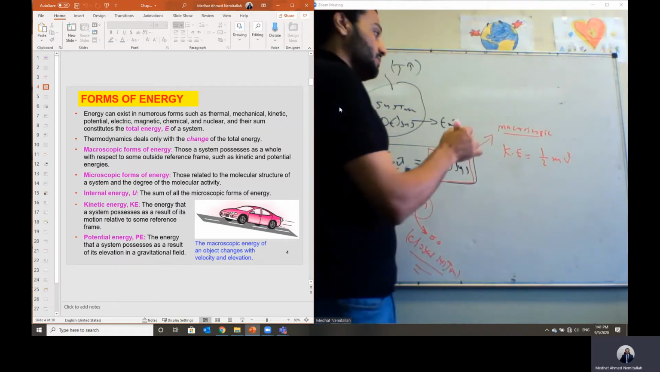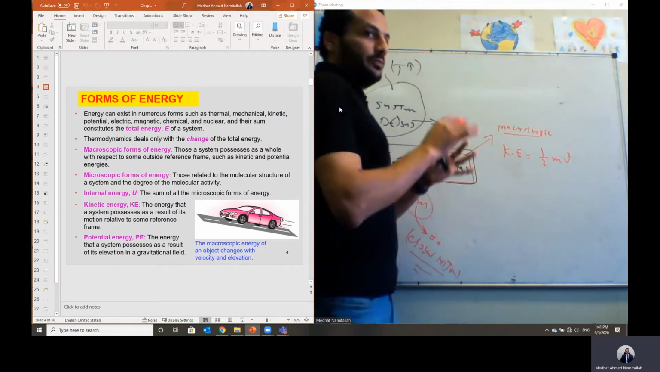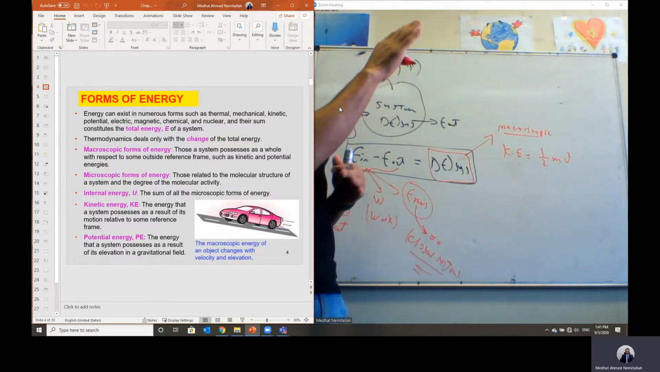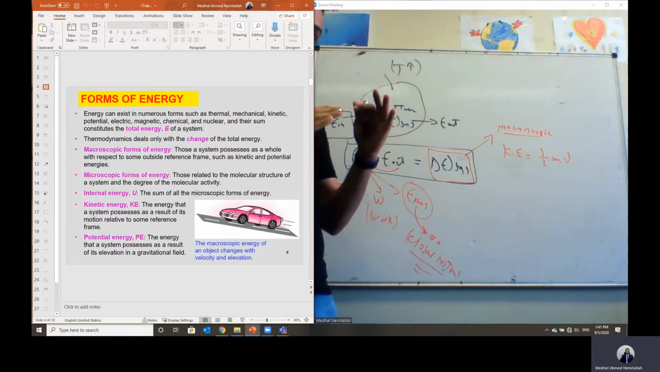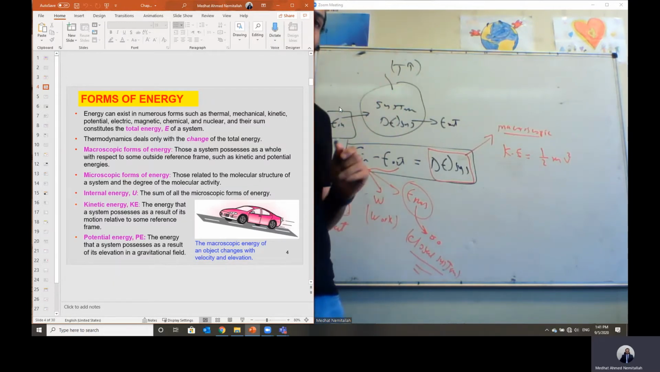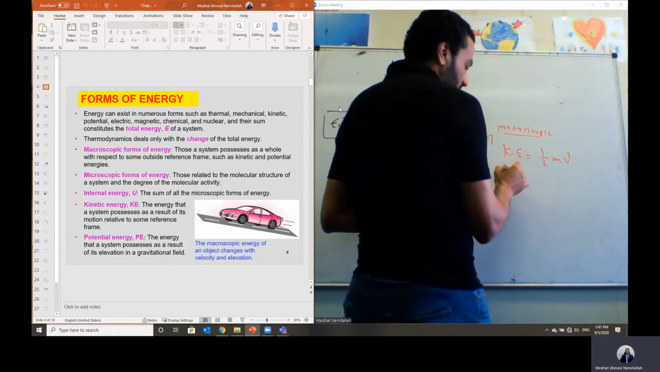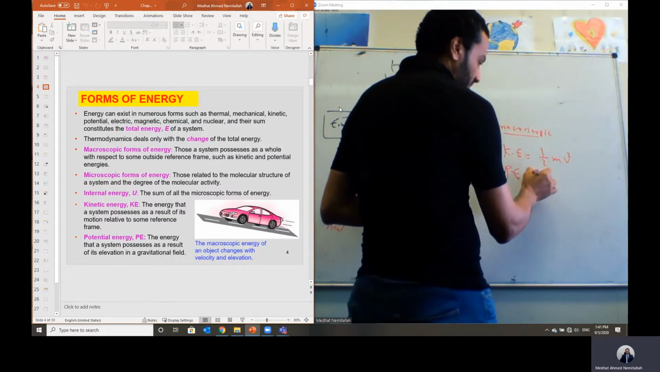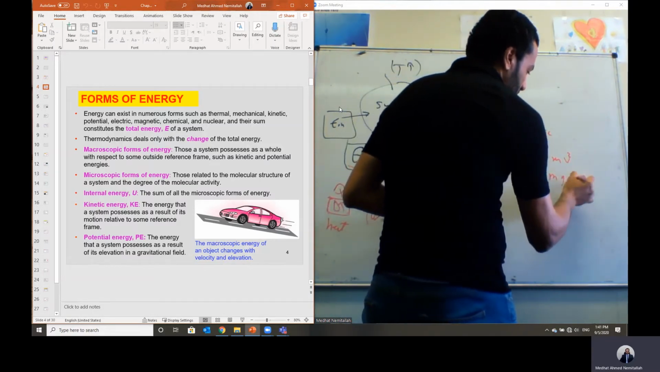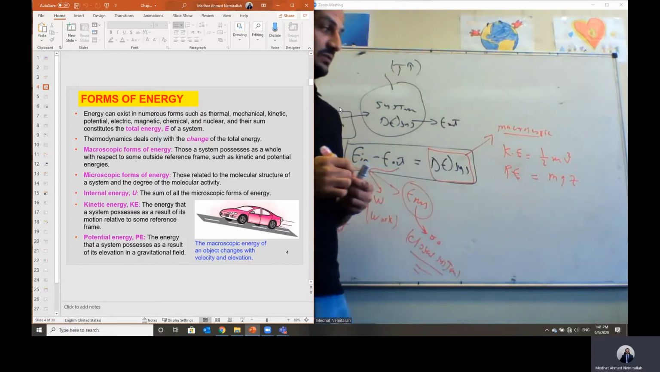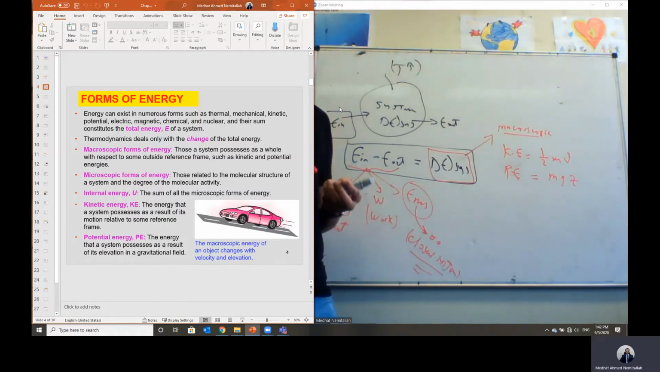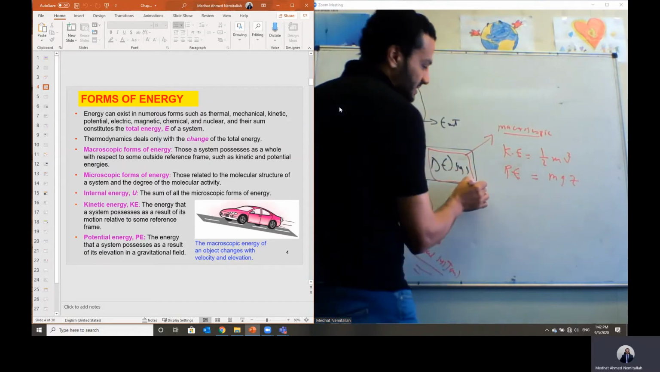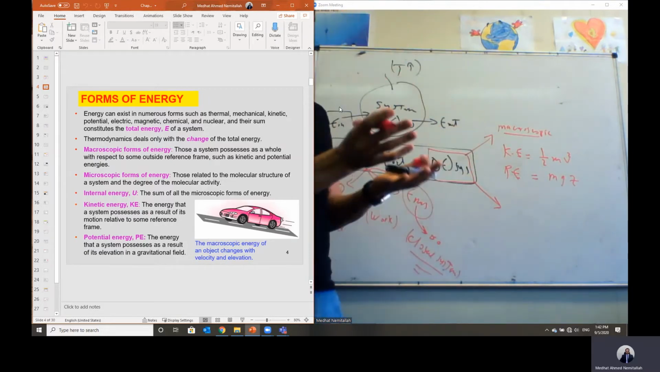Also under macroscopic energy, if this car is moving on an inclined road, it is gaining potential energy because the elevation z is increased. So we have another form of macroscopic energy, potential energy, which is equal to mass multiplied by gravitational acceleration g multiplied by the elevation z. This is the macroscopic form of energy that the system can possess as one unit.